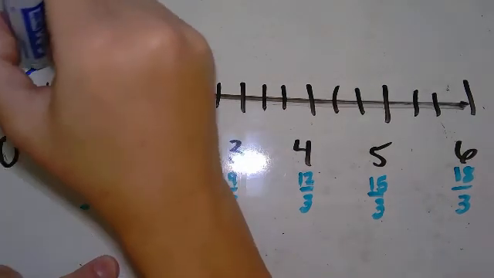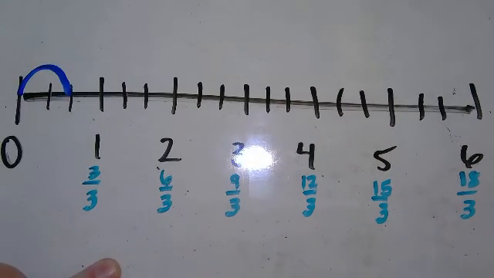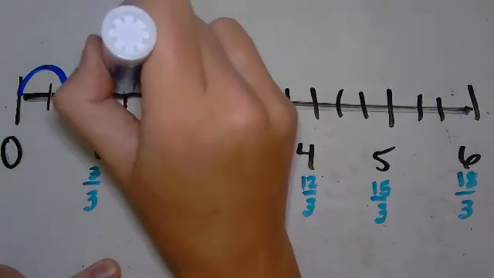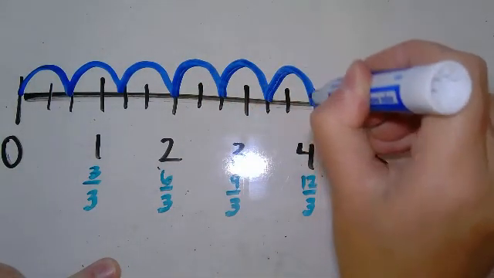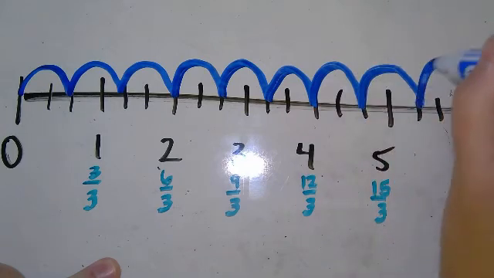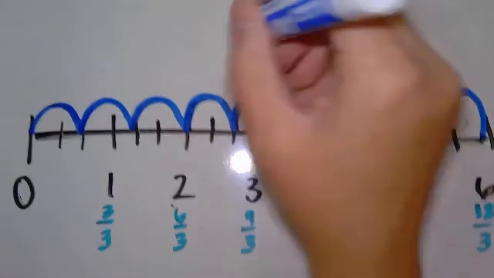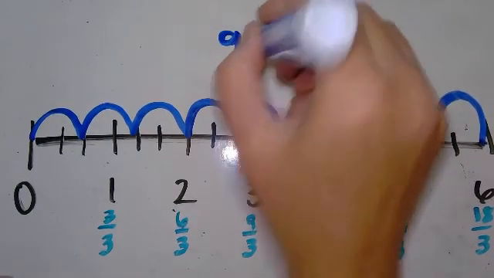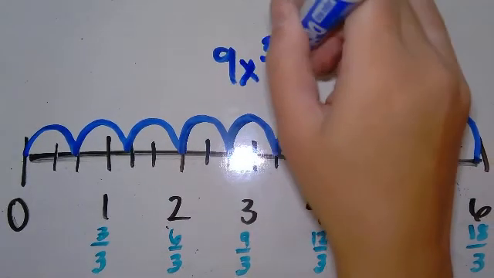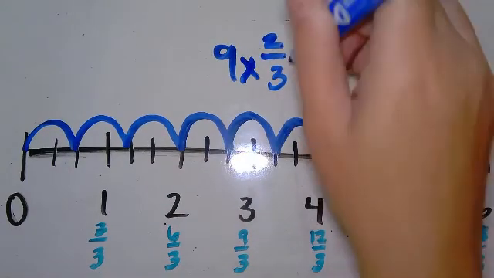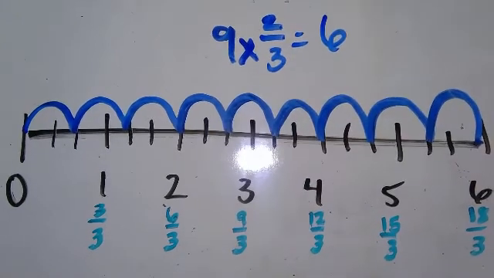So I have 1. See how I'm just going to jump for every 2/3? 2, 3, 4, 5, 6, 7, 8, 9. So there are 9 groups of, that's multiplication, 2/3 in 6.